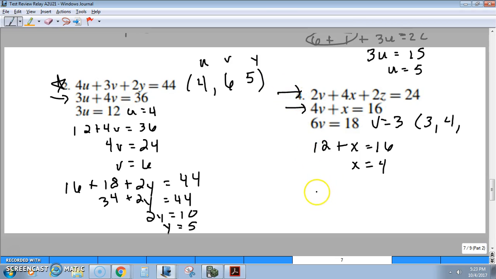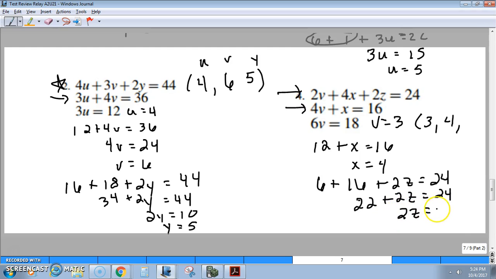So 2 times v is really 2 times 3, which is 6, plus 4 times x is really 4 times 4, which is 16, plus 2z equals 24. 6 plus 16 is 22, is that right? Plus 2z equals 24. Subtract 22 from both sides, you get 2z equals 2, so z must be 1. Again, this was all in my head really fast, so please send me a remind and let me know if I got something wrong so I can let everybody else know.